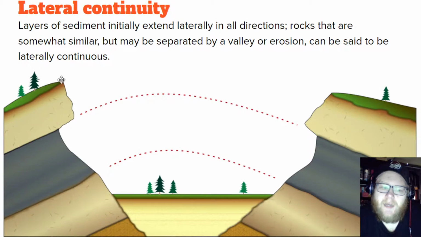So we can predict that even though this valley has formed, these are still very similar layers. They were once connected, and so we can predict that when this valley wasn't here, all these layers were connected together, and they were laterally continuous, and they were just nice smooth layers. And even though they've been separated by this valley, you can still see that they were once connected, that they're very similar, and that they were once probably laterally continuous in a nice smooth layer.